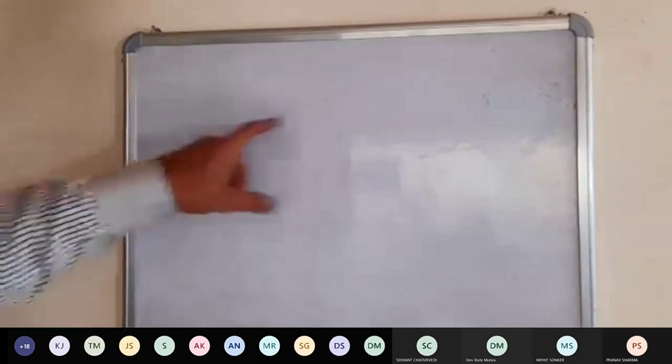Since this was IC, induced C, because of the vertical soft iron which was placed athwart ship. Now, how are we going to correct this? Permanent ko to humne permanent magnet se, corrector se, cancel out kiya.